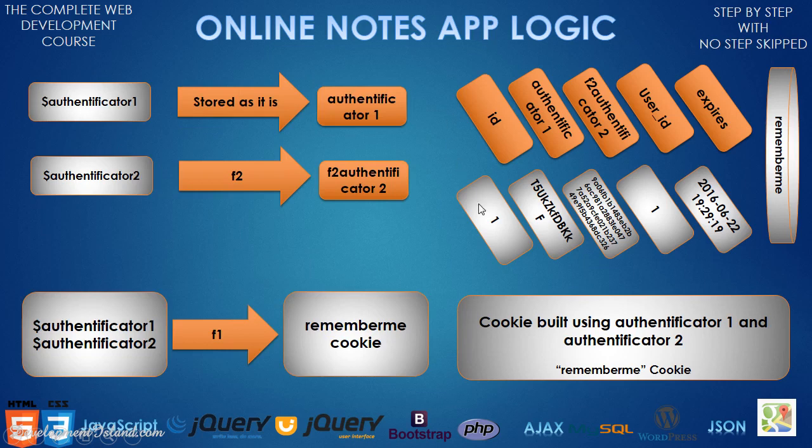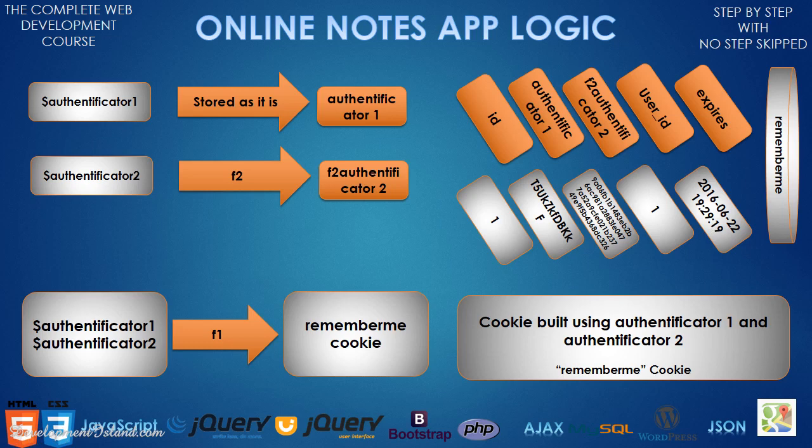So this table is going to have a few columns. So a couple of them are referring to our two variables. And also we're going to have an expiration date. So you can choose if you want to remember the user for a week, 2 weeks, a month, as you like.